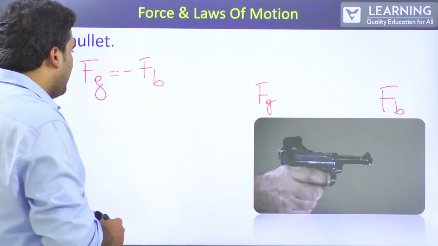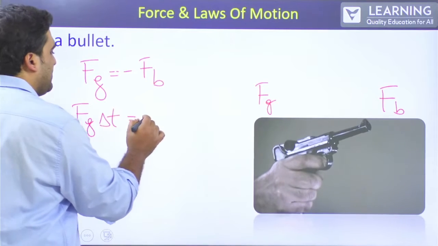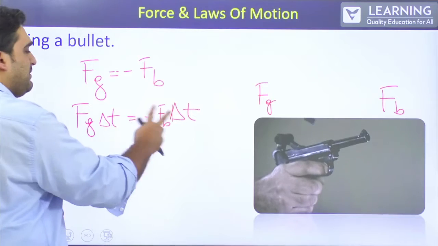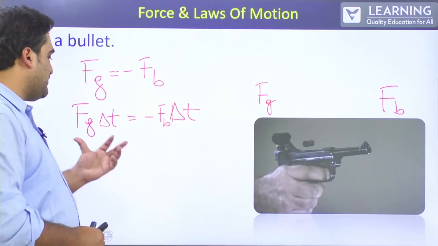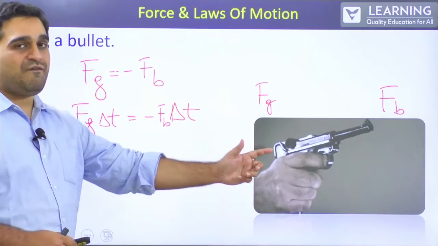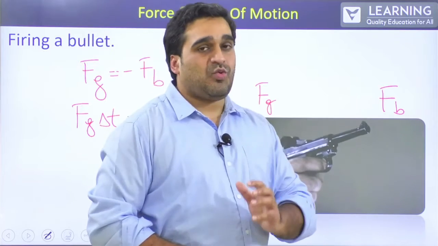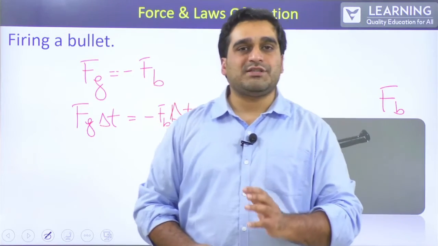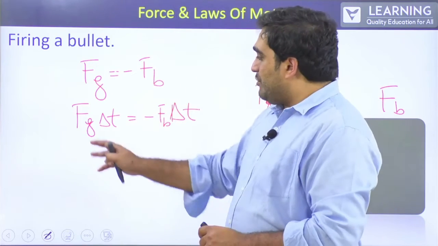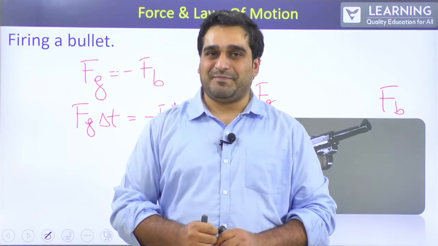Now, multiplying by delta t on both sides gives you the impulse: Fg delta t equals minus Fb delta t. Multiplying delta t on both sides gives you the impulse for the recoil of a gun and the impulse of a bullet. And what is an impulse? It's a large force acting on an object for a very short time. So this impulse is also defined as the change in momentum.